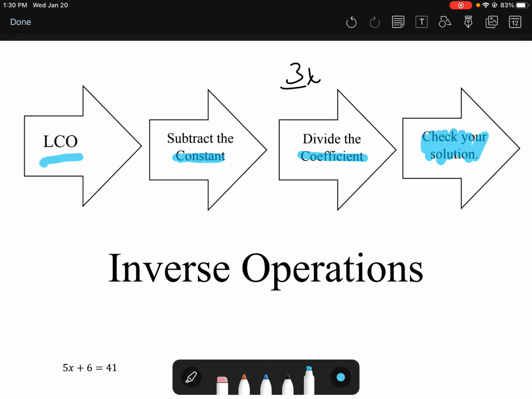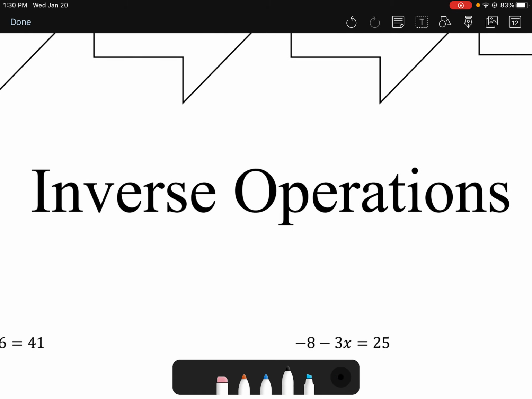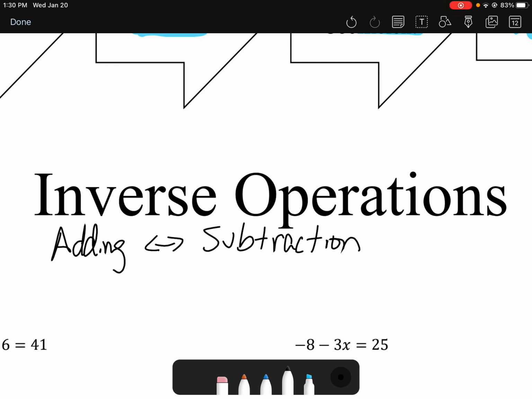I've simplified these steps for you so that you can just follow them every time, but in the end, we are just using inverse operations. So if you see something that is adding, to get rid of it, you want to use subtraction. If you see subtraction and you want to get rid of it, go to adding. If you see that 2 things are being multiplied and you want to get rid of it, go ahead and divide it. If you see that 2 things are dividing and you want to get rid of it, you just multiply it.